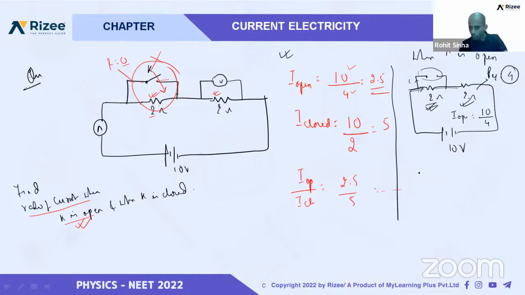And if it is closed, what will happen? When K is closed, you have to see here, if K is closed, what will happen?